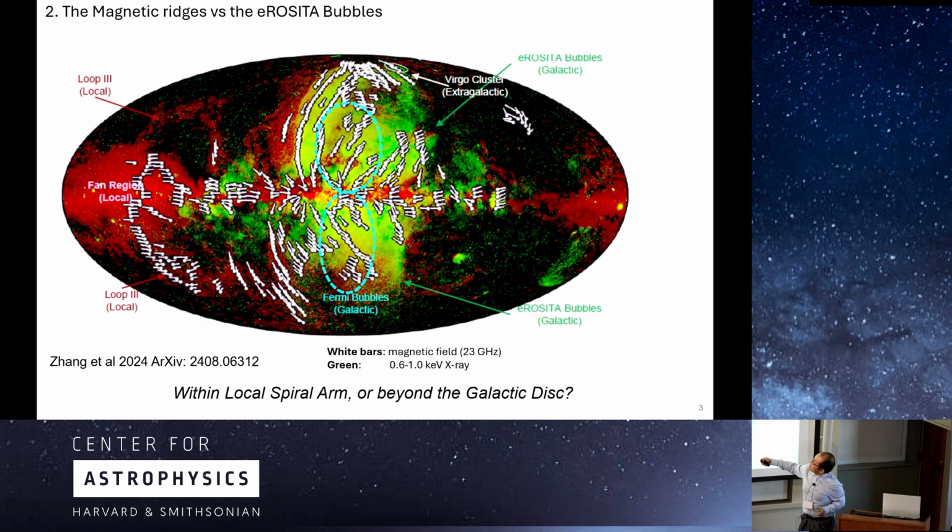So here the green one is the eROSITA bubble. The white ridges are the magnetic field line measured from the synchrotron polarization at 23 gigahertz. As you can see, there is a consistency between the eROSITA bubble and the magnetic field line, where you have the magnetic field line parallel to the edges of the eROSITA bubble, as well as the red background is the polarized intensity, so it has a similar enhancement at the edges.